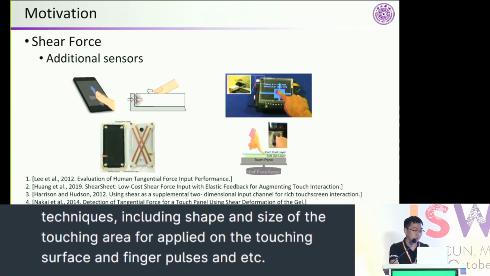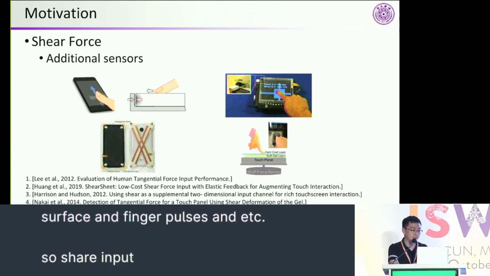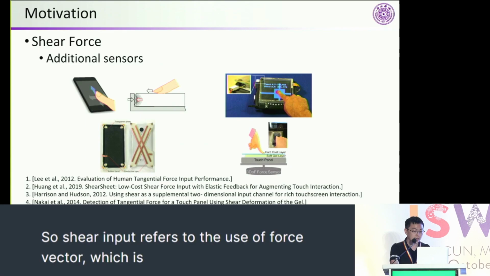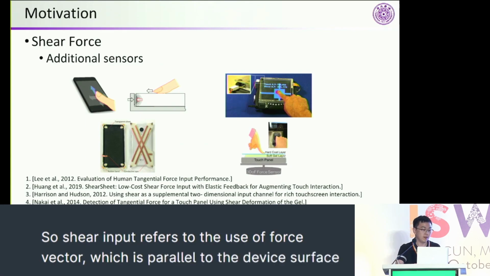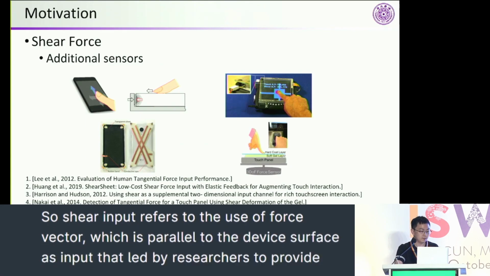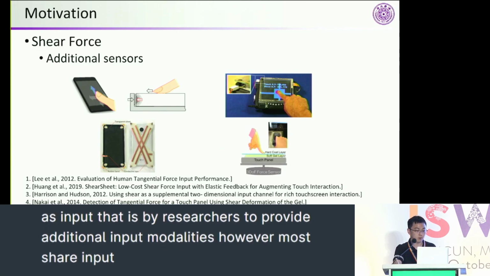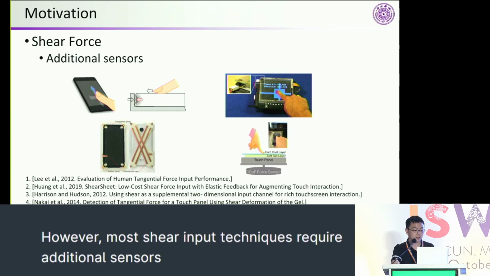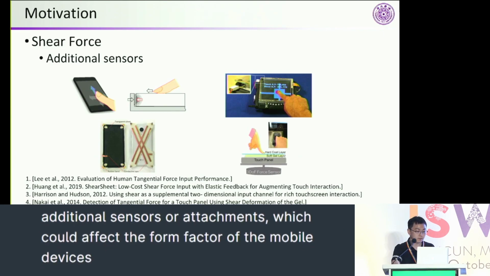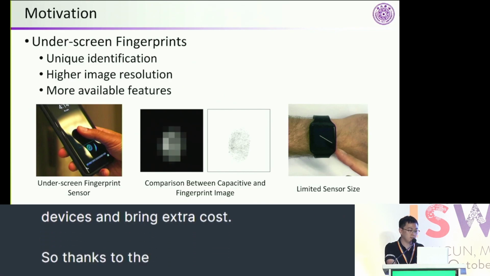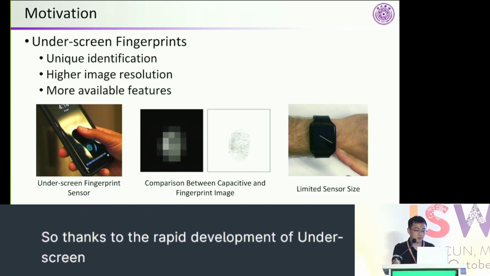Shear input refers to the use of a force vector parallel to the device surface as input. It has been studied by researchers to provide additional input modalities. However, most shear input techniques require additional sensors or attachments, which could affect the form factor of mobile devices and bring extra cost. Thanks to the rapid development of under-screen fingerprint sensors, fingerprint images can be captured.